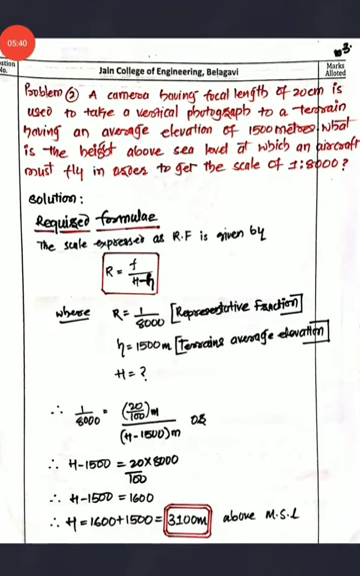Now my friends, we are going to solve the second problem, and I'll read that problem. A camera having a focal length of 20 centimeter is used to take a vertical photograph of a terrain having an average elevation of 1500 meters. What is the height above sea level at which an aircraft must fly in order to get the scale of 1:8000?